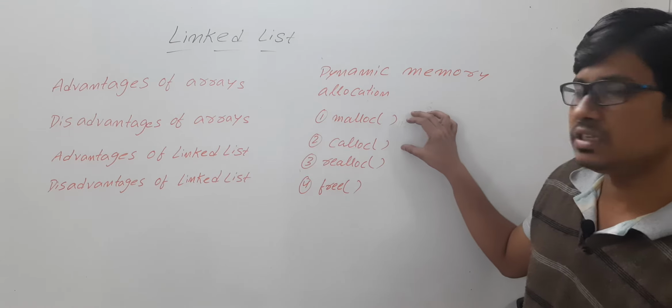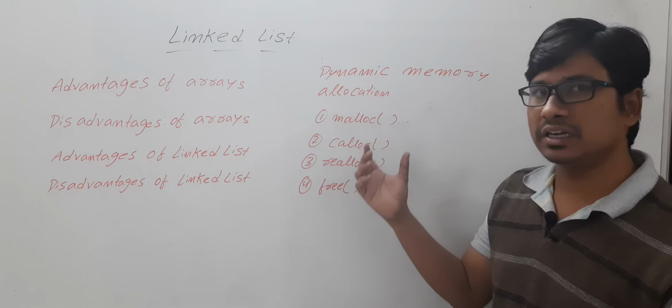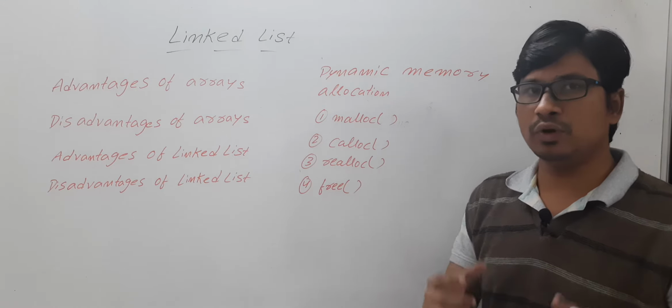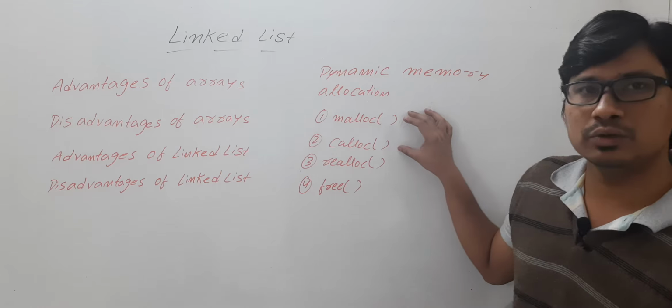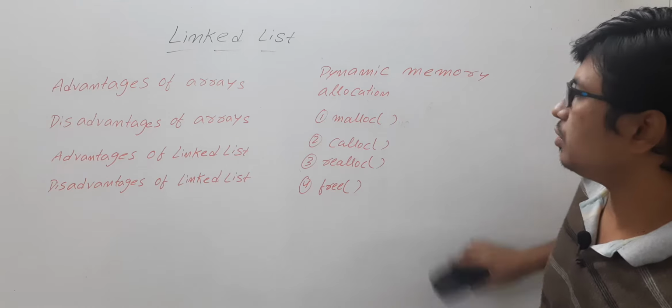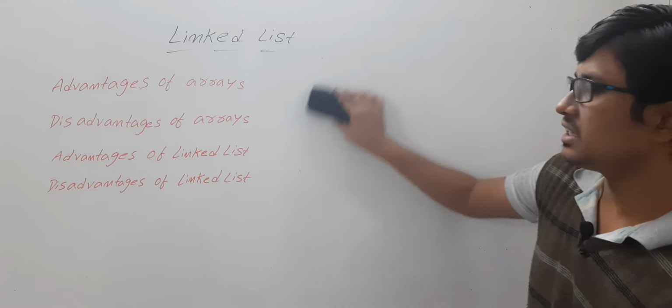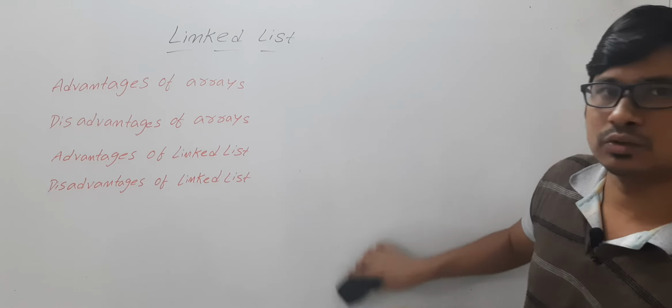So using either malloc or calloc, we can allocate the memory dynamically. During the runtime, if you want to allocate the memory, you can use these functions malloc and calloc. Now, using the dynamic memory allocation concept, the linked list nodes will be dynamically created.